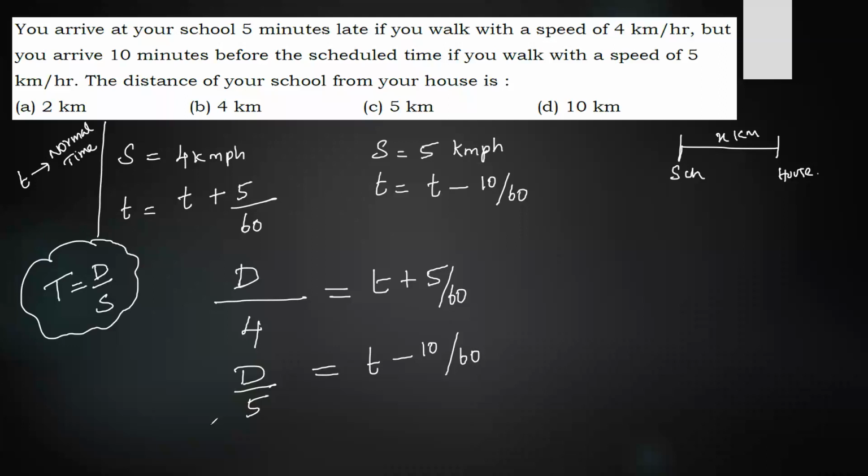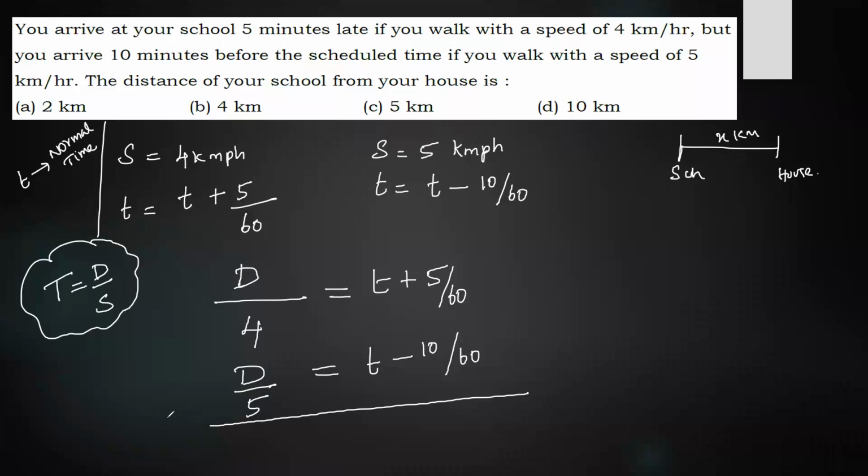But the answers are given in kilometers, right? So we don't want to convert into meters per second. Since the given options are in kilometers and the given speeds are in kilometers per hour, keep them as they are. Don't convert them. Then I'm solving these two equations.